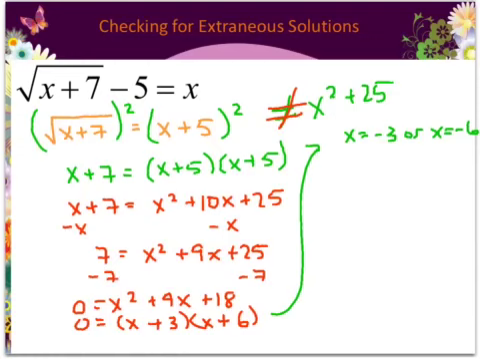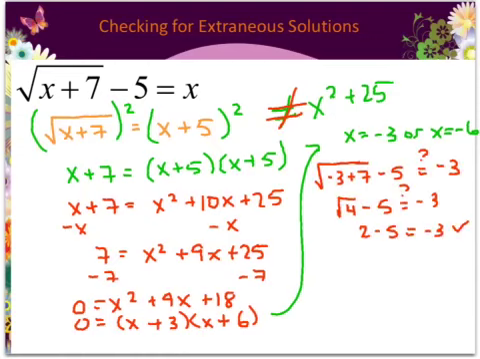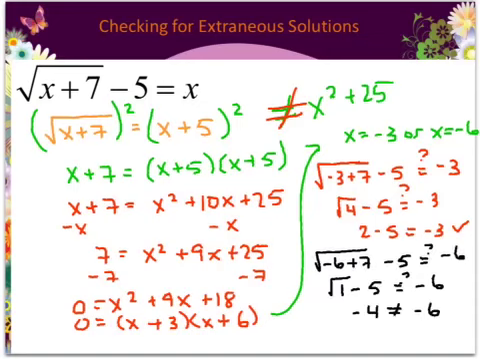So plugging in -3, it seems to work whenever we plug in -3. So now we have to plug in -6. Plugging in -6, we get that it does not work. So x equals -6 is not a solution. My only solution is x equals -3.